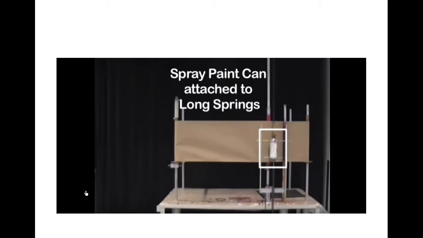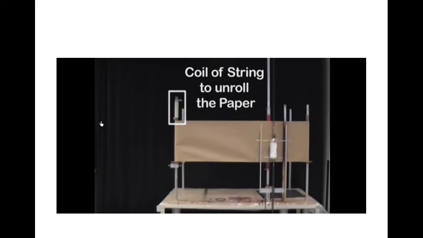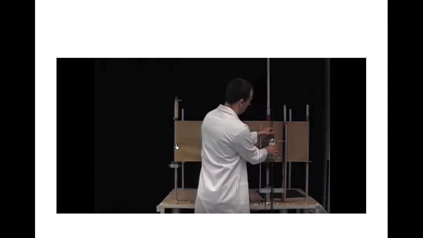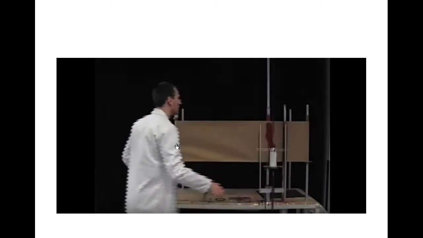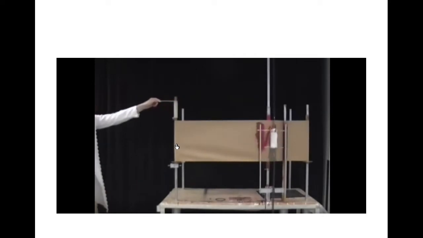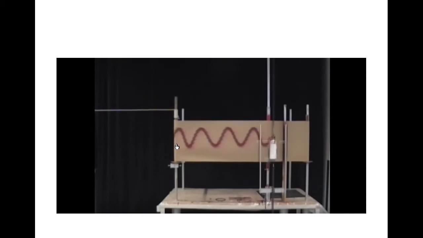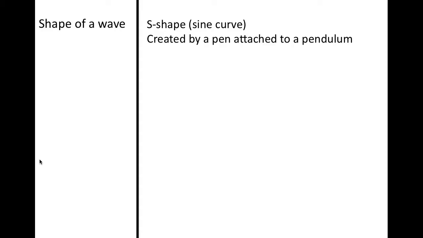So here we have a spray paint can attached to some long springs. There's the roll of paper, and we have a coil of string that we're going to pull in order to rotate the paper or to move the paper. Here we have the man who's going to set up the spring. And notice how there's an up and down action right now with the vibrations. However, if you pull the paper, it would create this simple harmonic motion, which is characteristic of how waves move. This creates what we know as an S shape or a sine curve, and this is the shape of a wave.